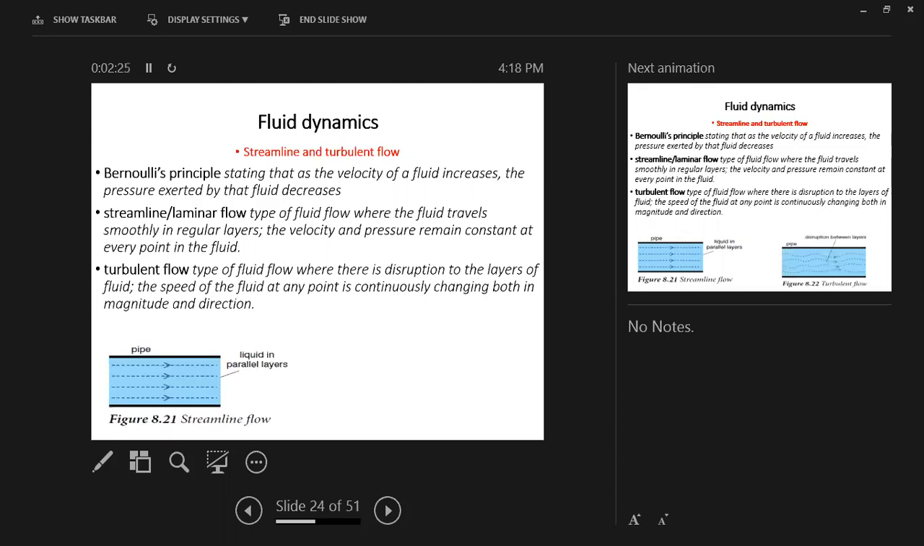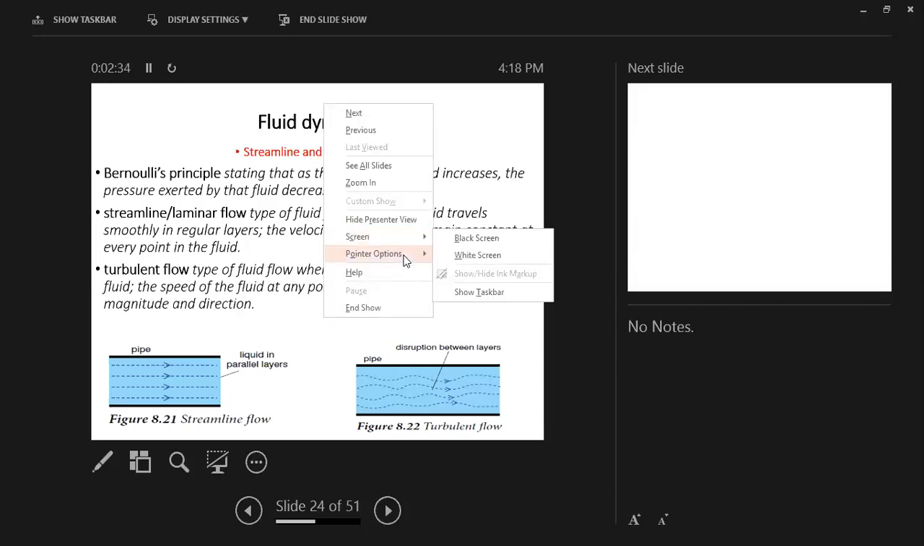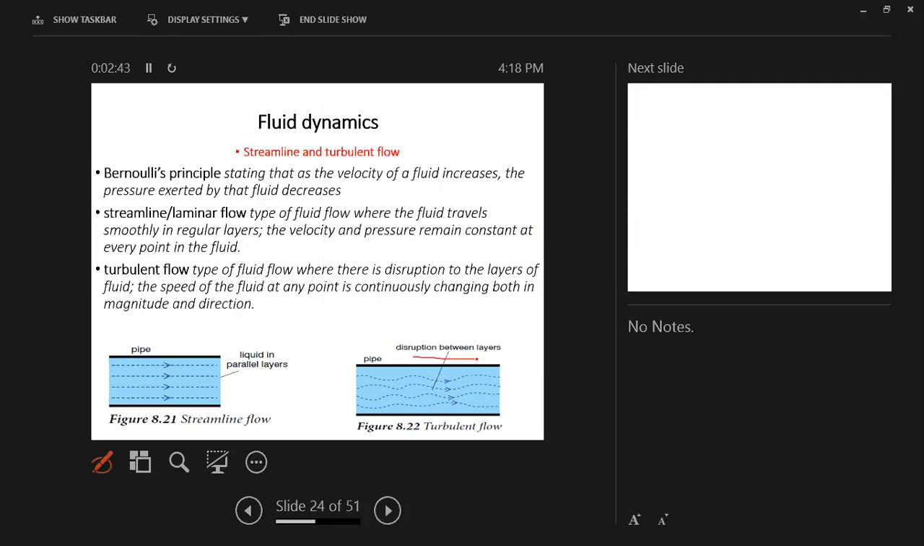What is the example? For example, inside of a pipe over here on the right side, you can see there is a streamline flow because there is no disruption. That means the pressure is going to be the same for all points. But on this part, there is a disruption inside of the layer. Maybe something touched the pipe or some other external factors, could be a force effect on the pipe, and this disrupts the flow of the water or gas. Okay, so this is going to be turbulent flow. All right.